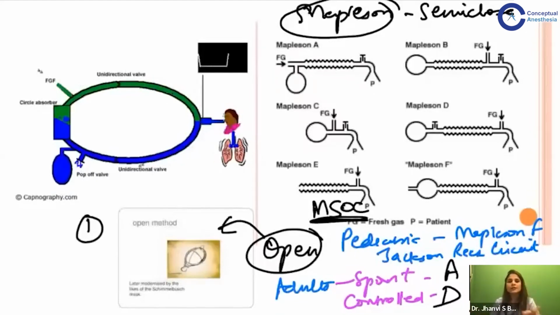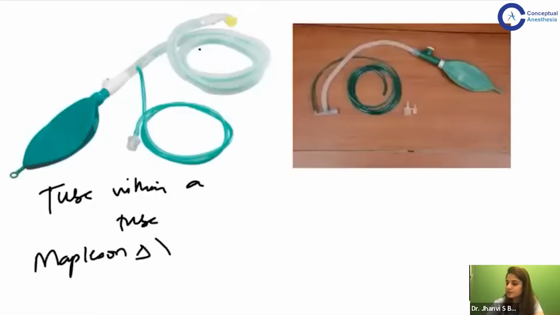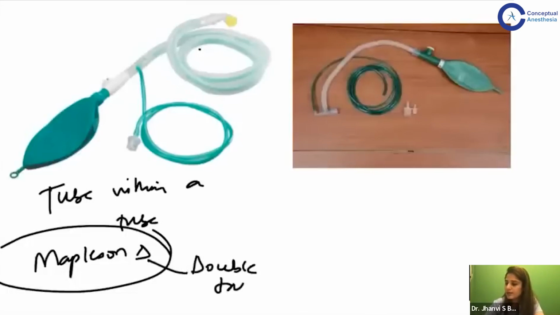Only 3 questions about Mapleson and nothing else. If they ask you to identify any Mapleson circuit, remember there are only 2 Mapleson circuits that we use now. I will show you the picture of those 2 Mapleson circuits. If you see a tube within a tube, can you see there is a green tube within a white tube? So this is Mapleson D. You can remember this as D for double tube. You can see 2 tubes, one green inside and the other white outside. So this is Mapleson D or Bain's circuit.